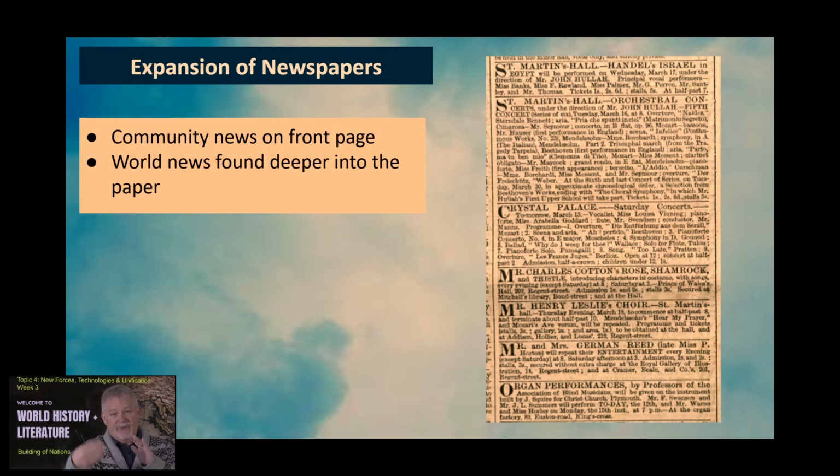The world news is found deeper in the paper. It's not on the top page. It's deeper. Why is that not on the front? Well, because the global community really hadn't developed yet. They're trying to develop the local community, the national community. So I want to connect my people with as many things that are going on within my local community, my national community. And that's the reason for the front page.